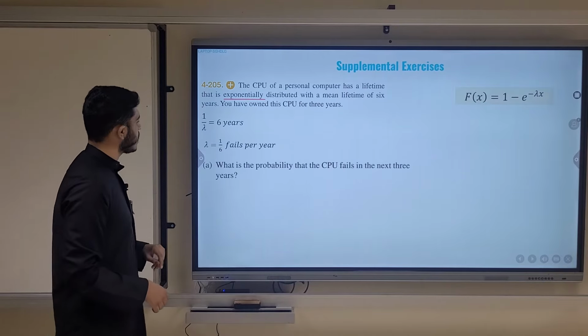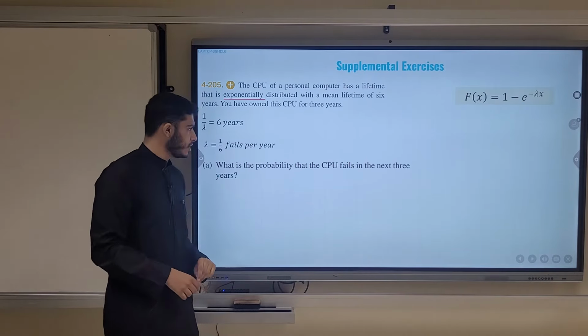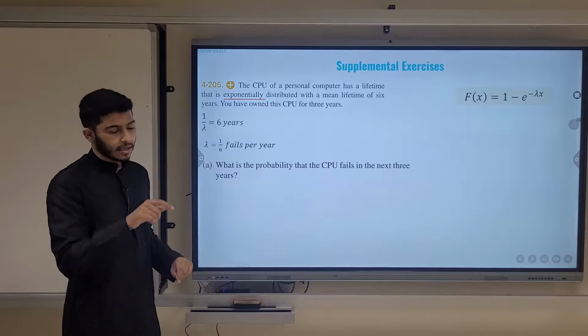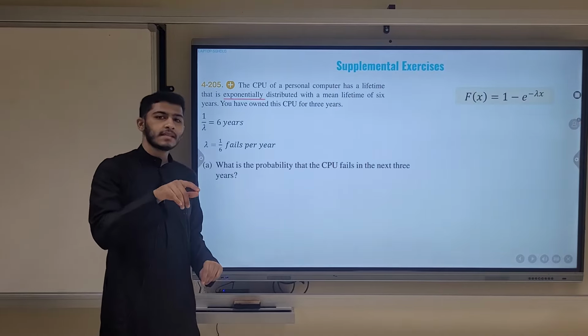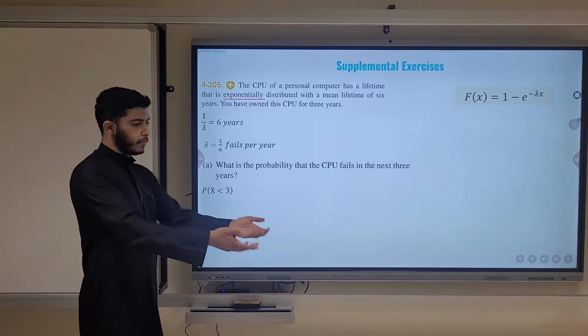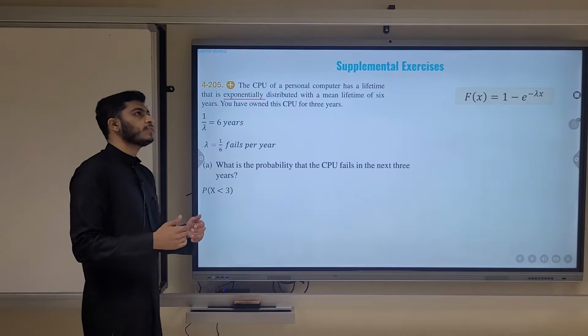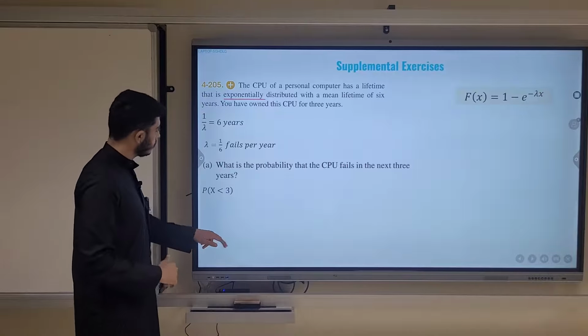1 over 6 fails per year. So what's the probability that the CPU fails in the next 3 years? So probability of X fails in the next 3 years, less than or equal to 3. So it's going to fail in the next 3 years. I don't want it to fail more after. I want to know the probability of it failing in the next 3 years, so 3 years or less.